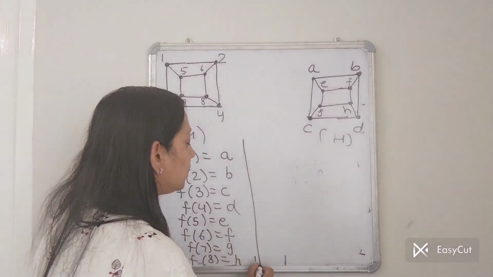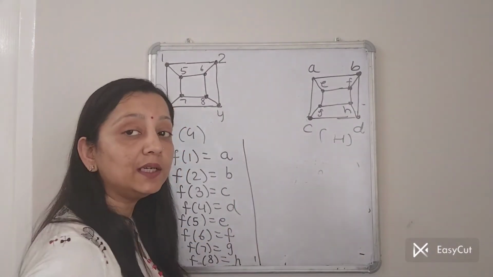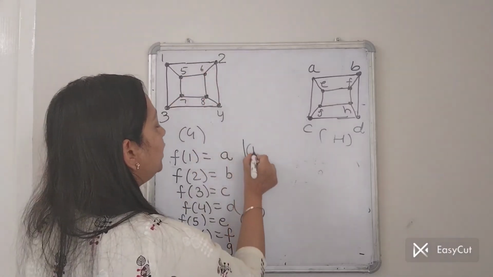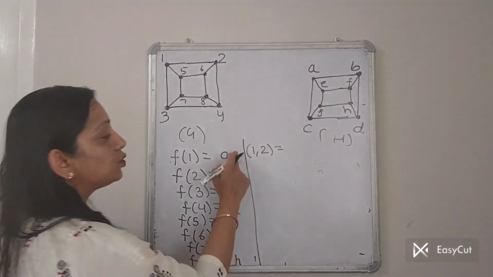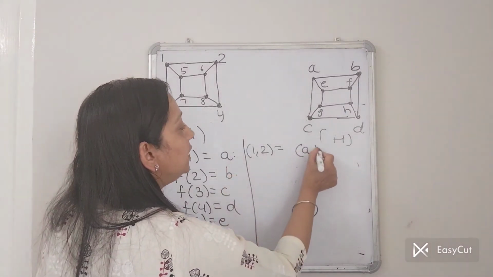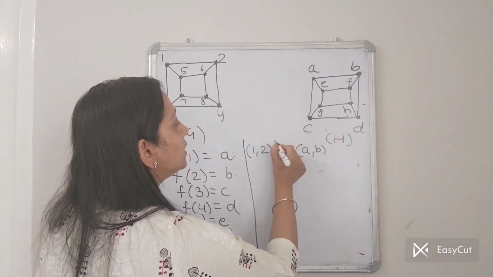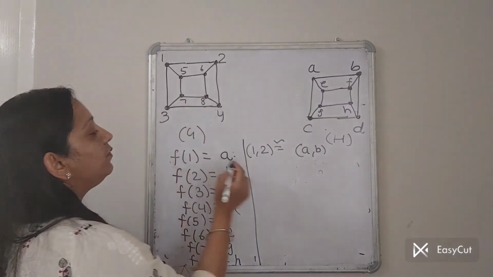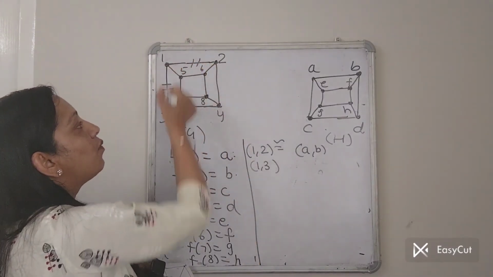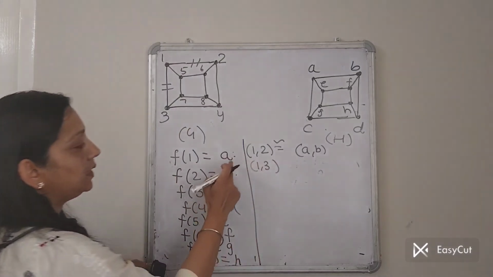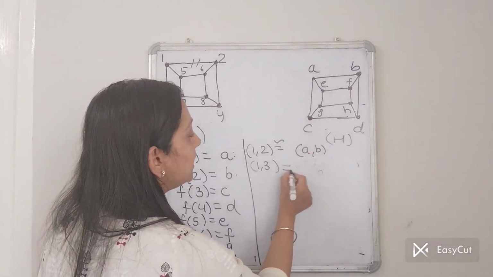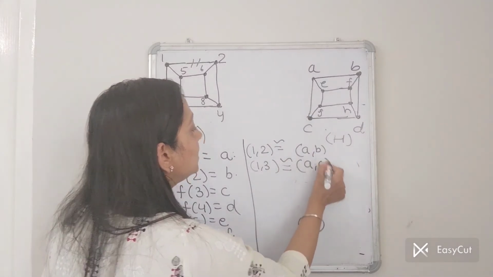Now the next step and the last step is to validate this mapping. So, if there is an edge between 1 and 2, I can clearly see, so there must also be an edge between A and B. Yes, there is an edge between A and B, right? Then there is an edge between 1 and 3, this edge I have covered. Now 1 and 3 there is an edge, so there must be an edge between A and C also. So yes, there is an edge between A and C.